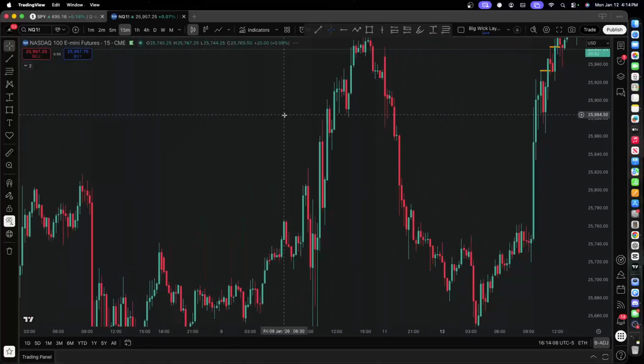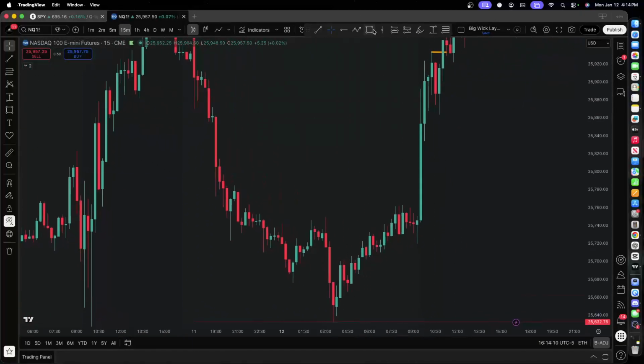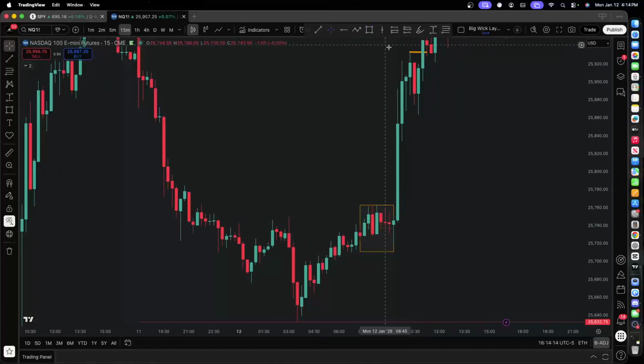A break of structure is literally just when we break through the highs. Like right here, we see structure, high to low, and then we break through the high, creating, exactly as it sounds, a break of structure, right?